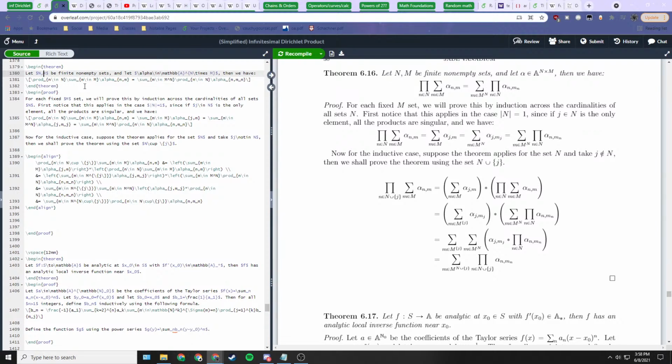Okay. So essentially, this base case where the set N has dimension 1, the dimension is how many sums we're multiplying. So when the dimension set has cardinality 1, these products are singleton, so we can just remove them and then reintroduce them however we want.